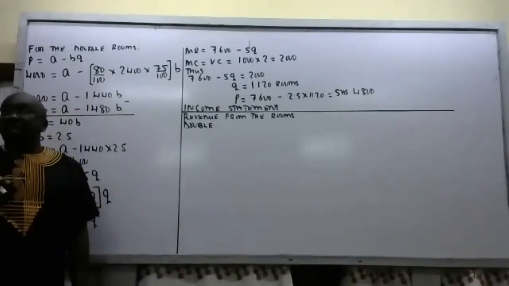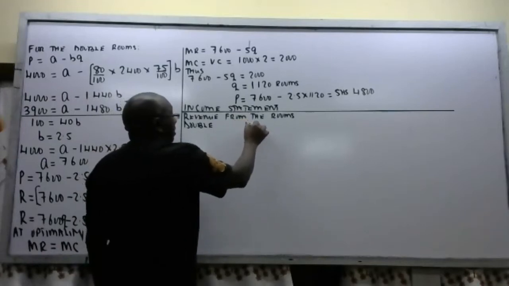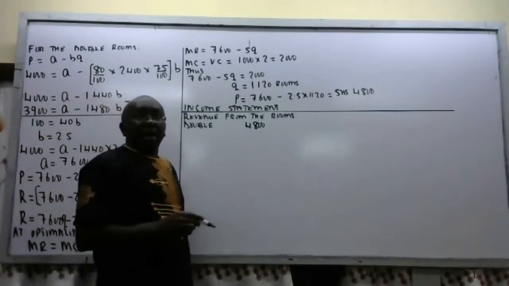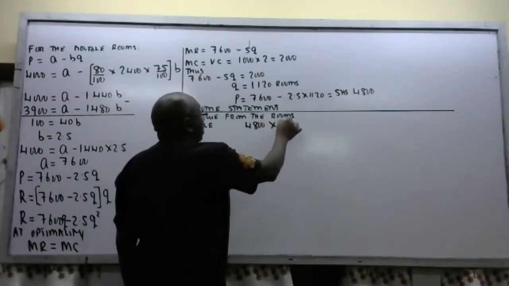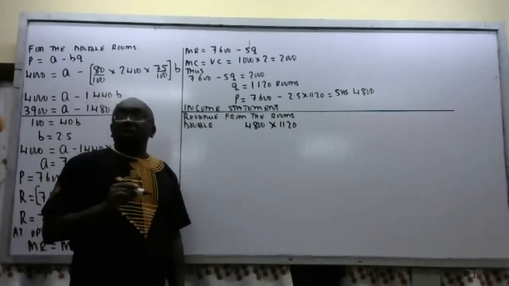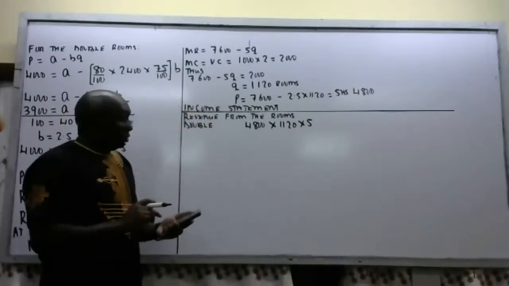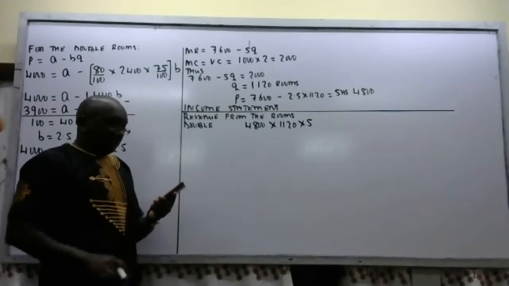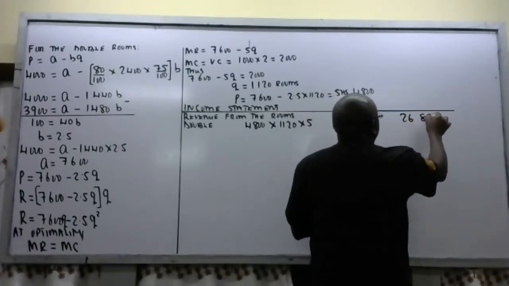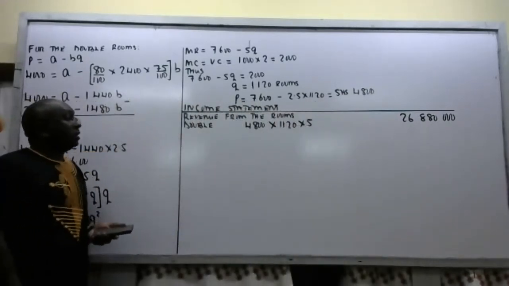We know revenue is the price times the units. So for the doubles, we already have confirmed that we are charging 4,800 per room. And we are also aware that we will have 1120 rooms. So that is what we shall get in one day. But we are also aware the event is for 5 days. So you multiply by 5, and you are able to record 26,808,000.